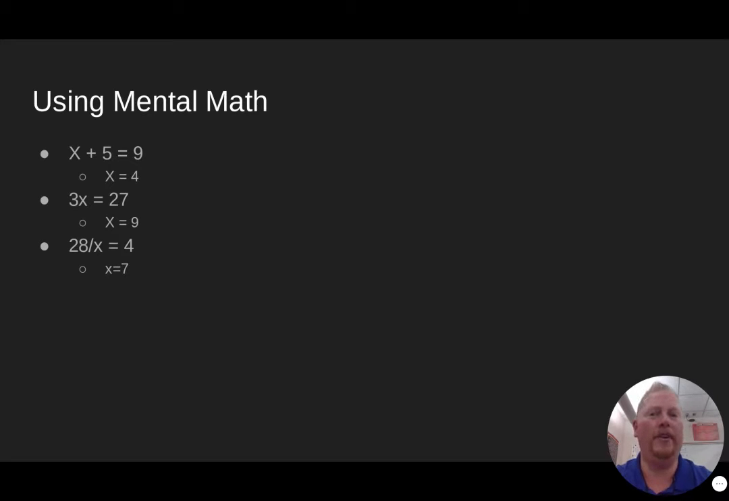Now, I don't particularly care for this because we're going to be dealing with much more difficult equations, and we're going to learn a very step-by-step process to solve those equations. But on the other hand, it is good to be able to take a look at something and reason, does it make sense or not?